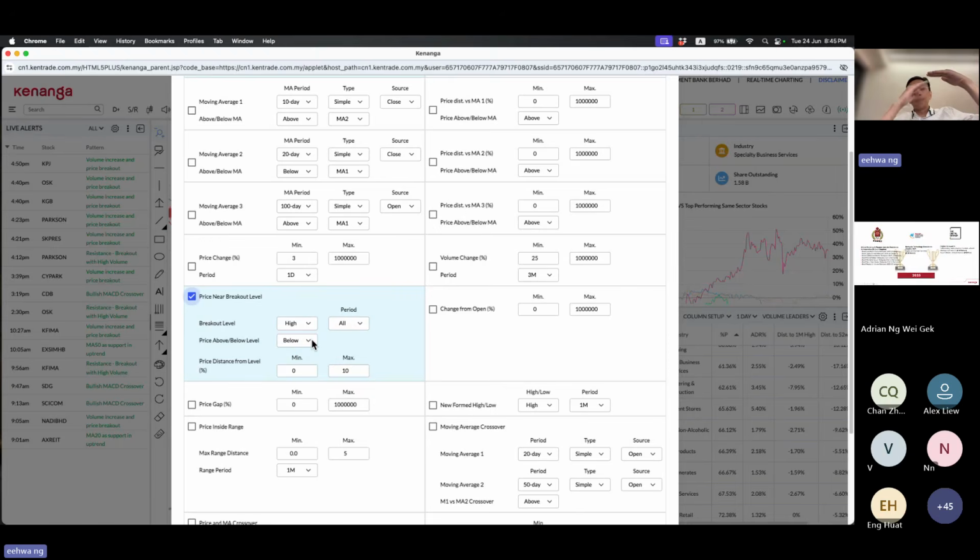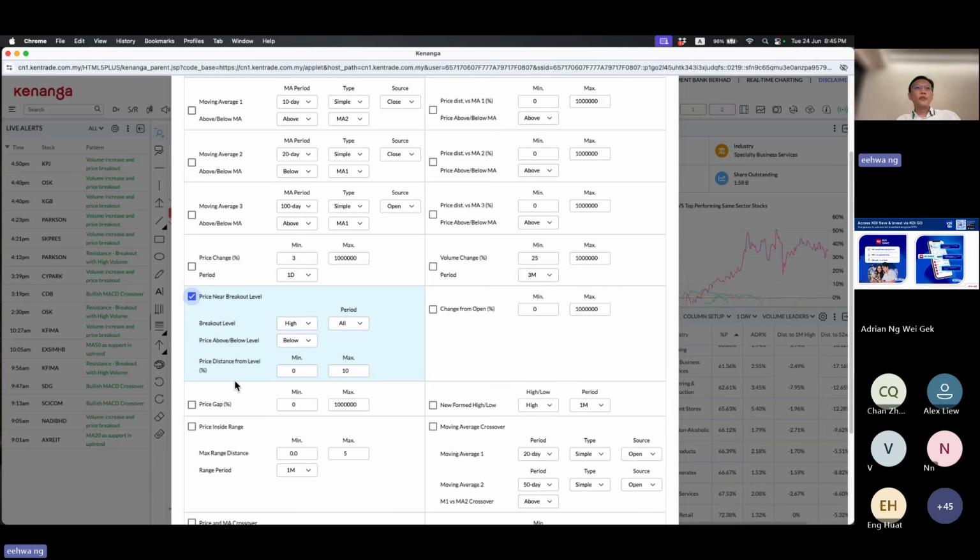Why? Because when the price is below, you buy, and when it breaks out, you benefit. So you do not want to find at the high. One reason why you want to find the high is to wait for it to pull back. So you search below first. If below doesn't have any, then you go and search for the above.